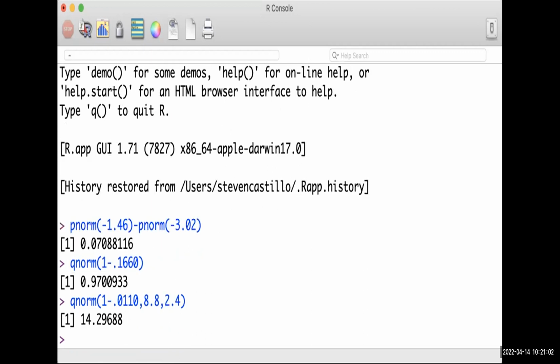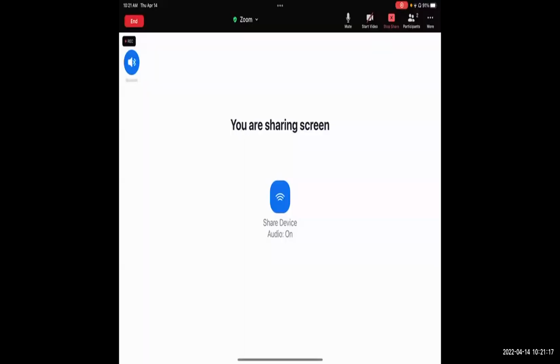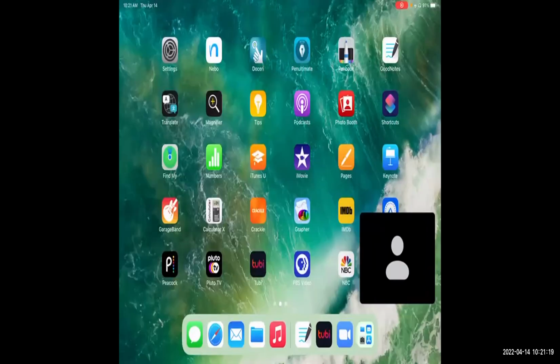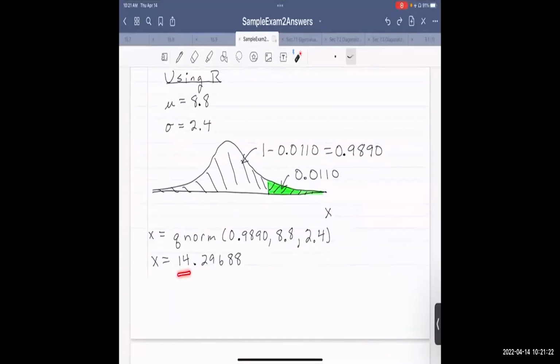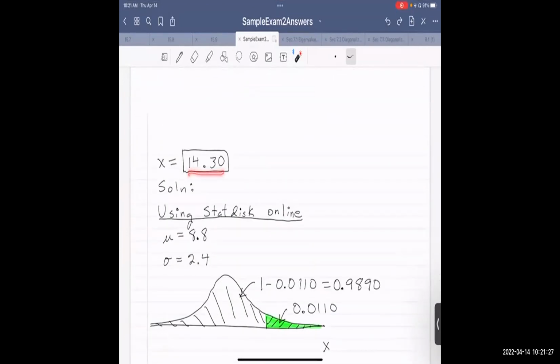And so I get 14.29688. And so let me write that down. So I have here 14.29688. I can round this to the nearest hundredth. And so I get 14.30. I can also use StatDisk online to do this.